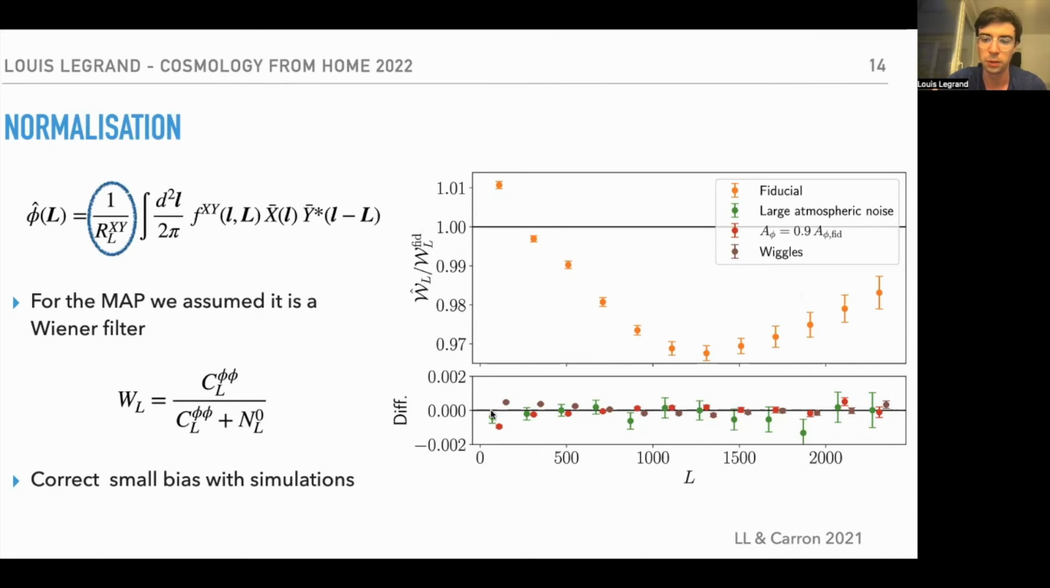So here we did several simulations with different noise realizations. In green, for instance, with very high noise. And in red here, we change a bit the cosmology by saying that there is 10% less lensing than there is in reality. And in brown, we change the lensing power spectrum to include some strange wiggles. And we see that in all these three cases, we don't get a strong bias on our normalization.